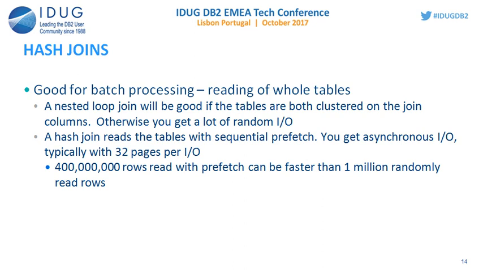So a hash join with table scans is often much better, because those tables will be read with sequential prefetch, in which DB2 is reading 32 pages typically per I/O, and it's asynchronous. DB2 issues that I/O before it needs those pages and rows. So, as an example, reading 400 million rows with prefetch can be much, much faster than reading 1 million rows randomly.